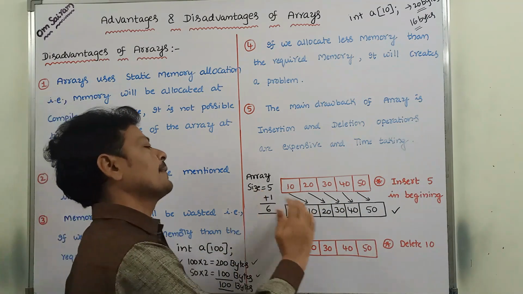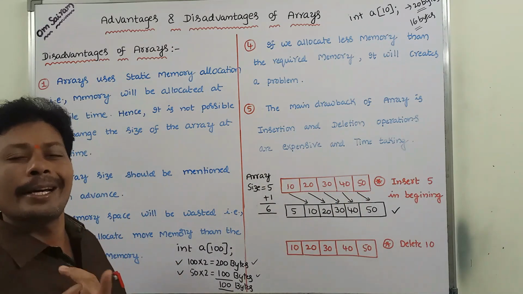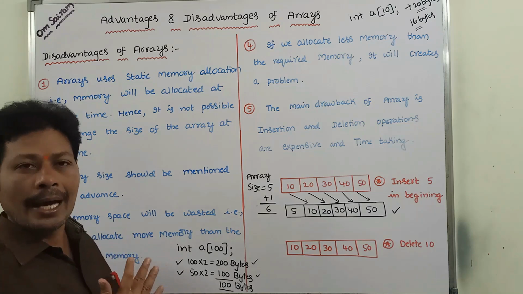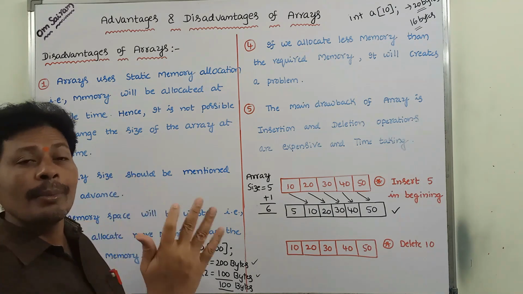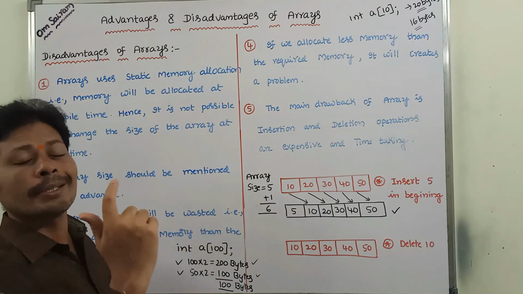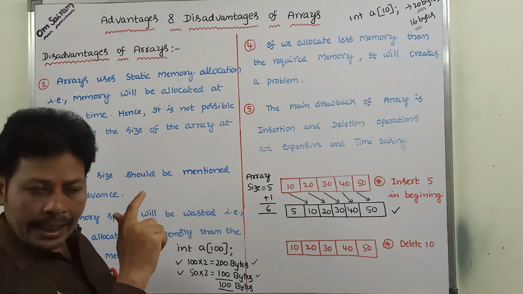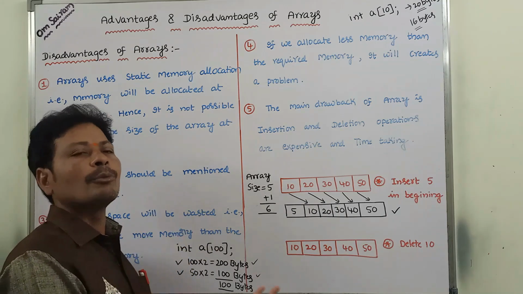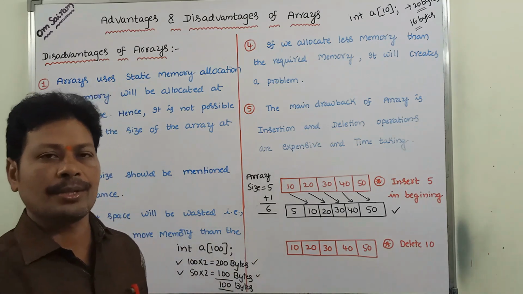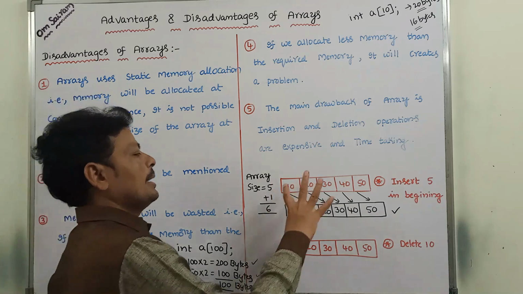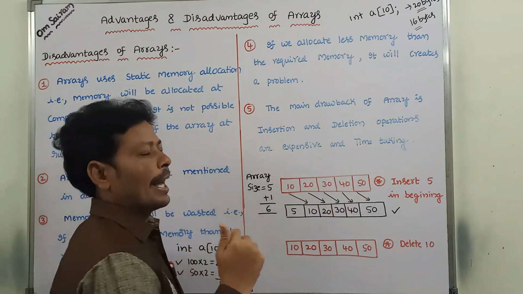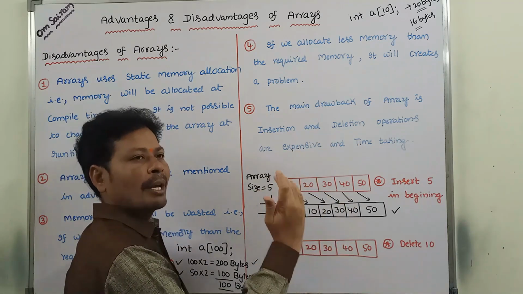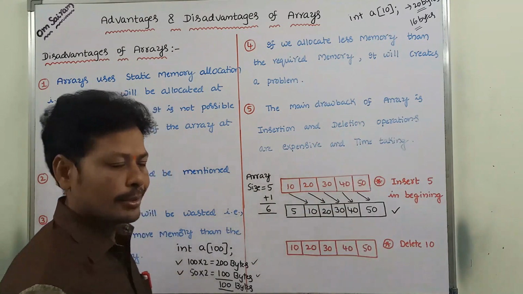Okay. Suppose the array size is 500. We want to insert one element at the beginning of the array. So 500 elements have to be shifted towards the right by one position. Then the vacant place is created at the beginning of the array. Then we have to insert that element. Okay. So this insert operation is expensive and time taking because of shifting elements by one position towards right.